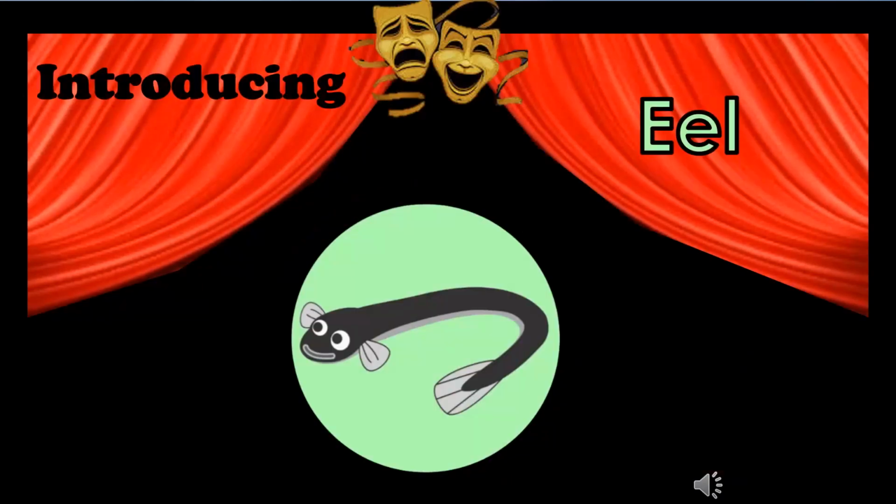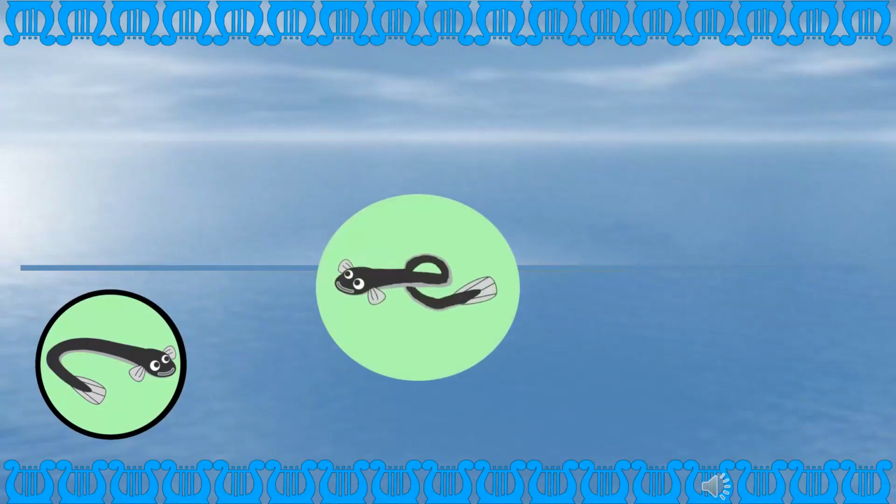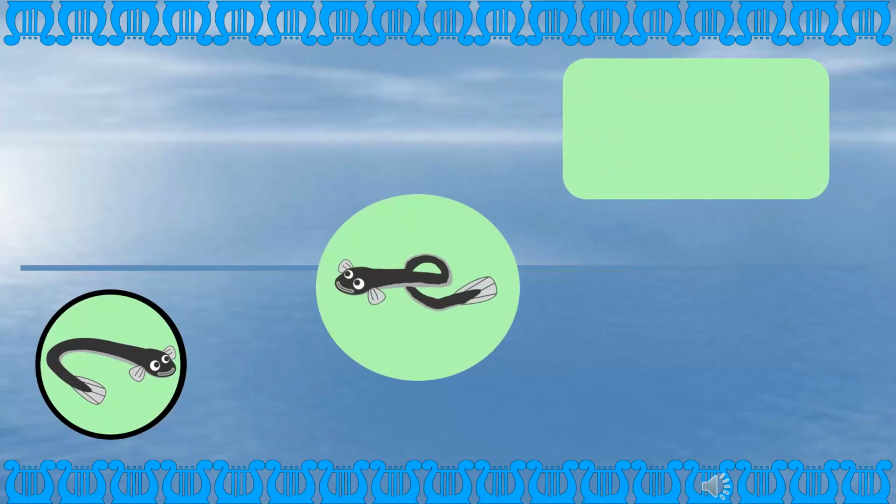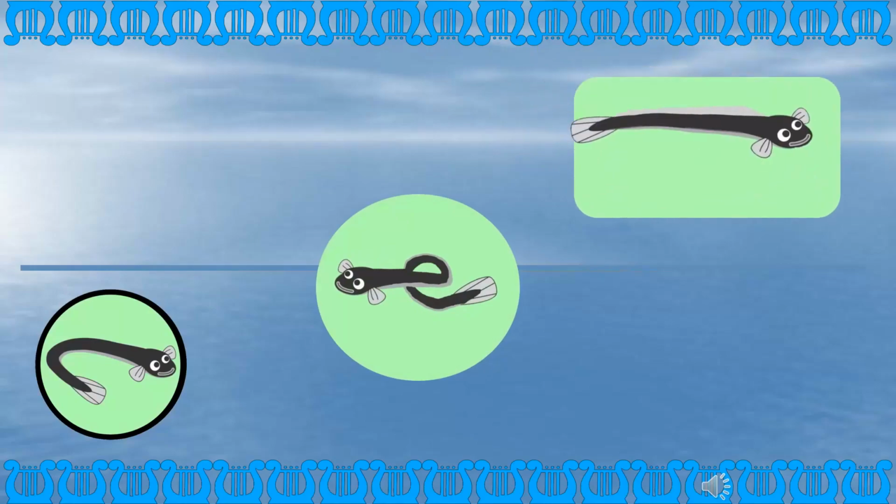People of the internet, give it up for Eel. My buddy Eel is always working out. He never sits still. You see his original position there on the left. Then he makes himself into an E, and then he makes himself flat. And he does it all over again.